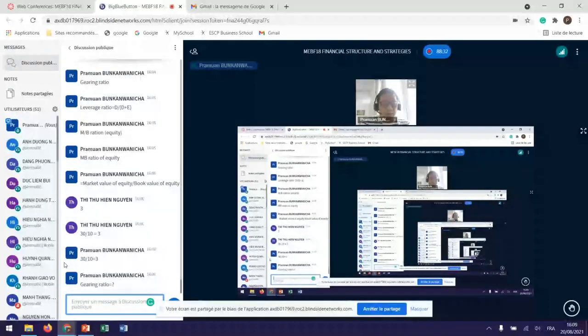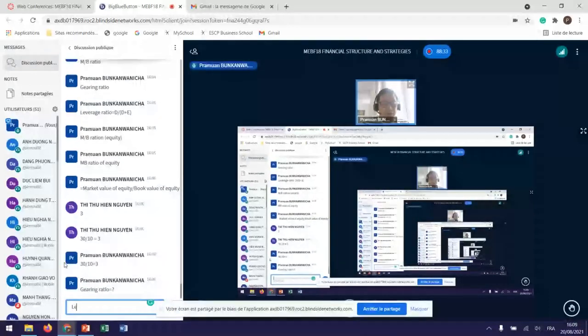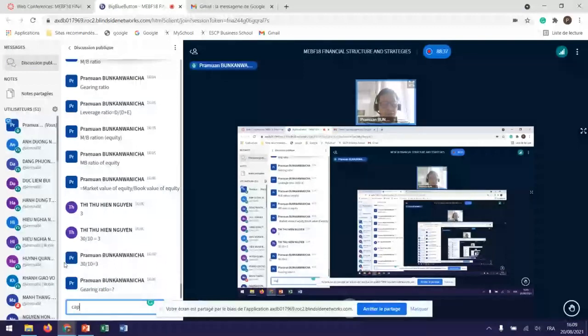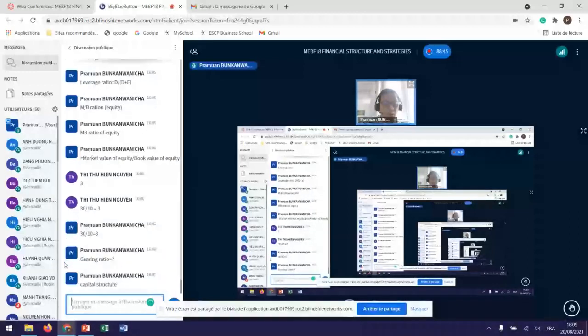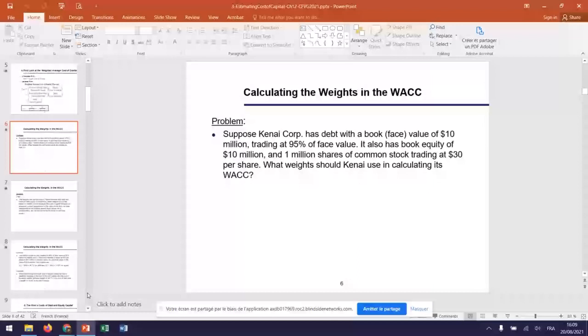Gearing ratio is a way to get the capital structure, to explain the capital structure on the right hand side. You can measure it several ways. You can use debt over total assets, debt over debt plus equity, which we call debt over capital, or you can put debt over E, which is what we call the gearing ratio. So what is the gearing ratio of this company?